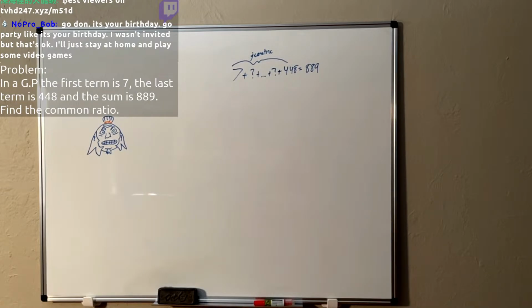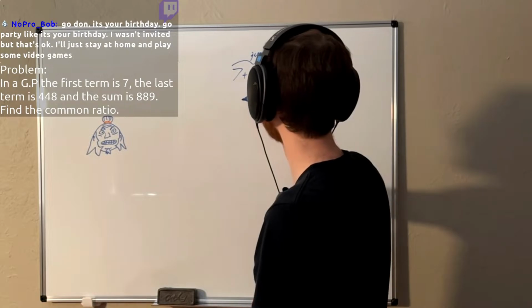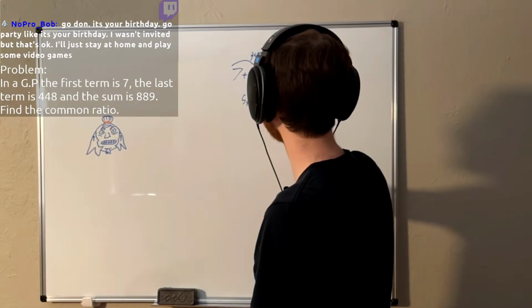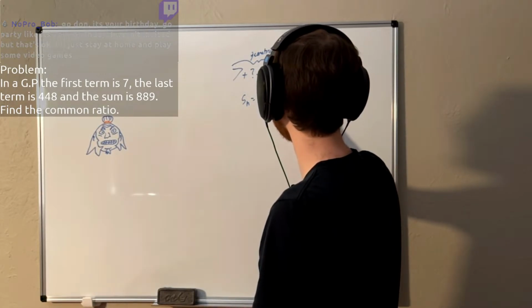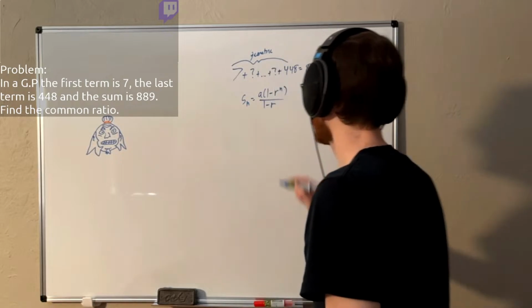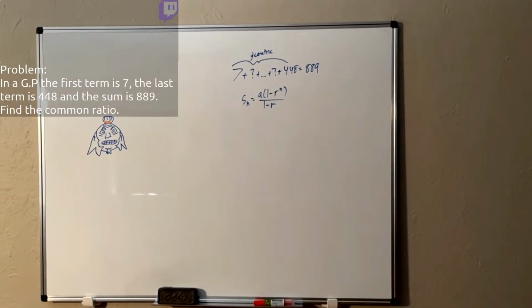A times r to the n minus 1. Okay. Like that. For A0, you have A0 times q to the n, and you have the sum formula. Thanks, Jed.